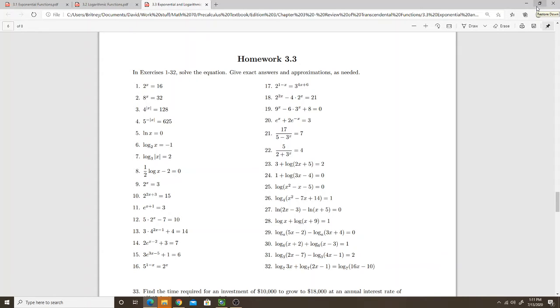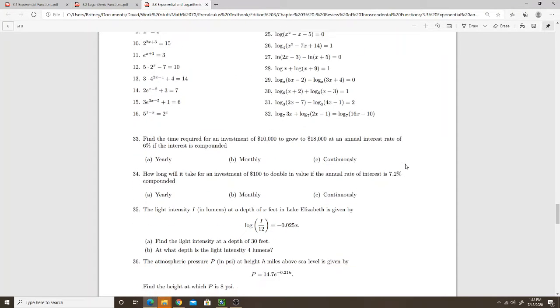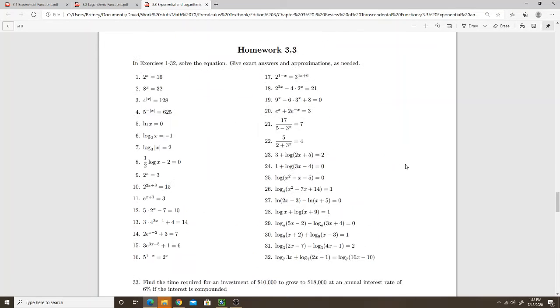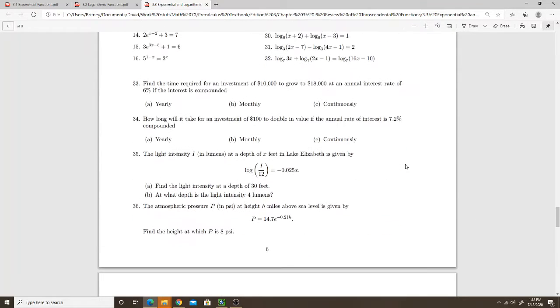Okay. So what other questions did you have about this section? We've at least briefly talked about most of these things that you had questions about. Then you had 33, 35, 37, 39, 41. Wow, you asked about almost every single odd numbered problem here. Let's look at 33. It says find the time required for an investment of $10,000 to grow to $18,000 at an annual interest rate of 6% if the interest is compounded yearly, monthly, and continuously.